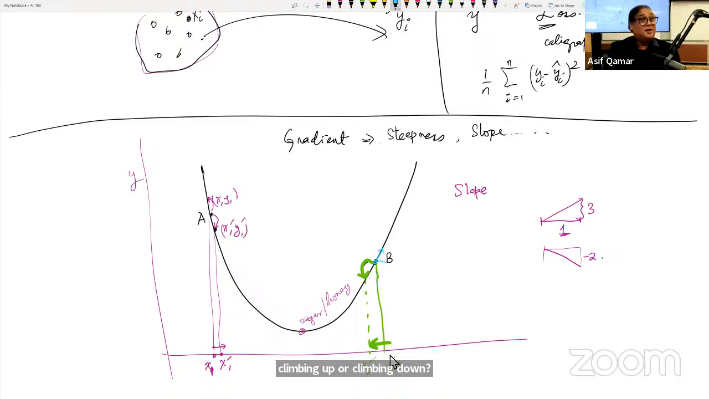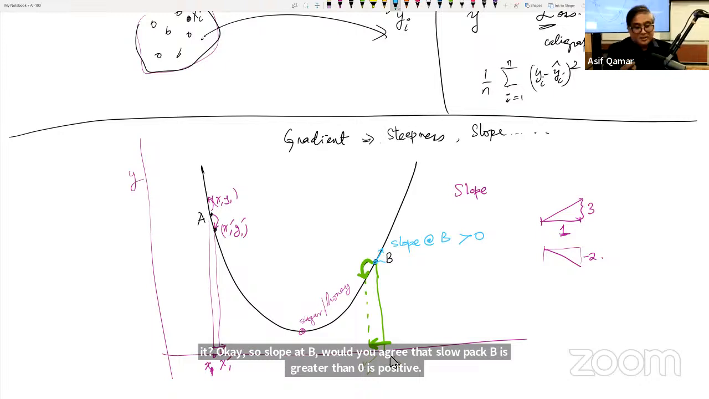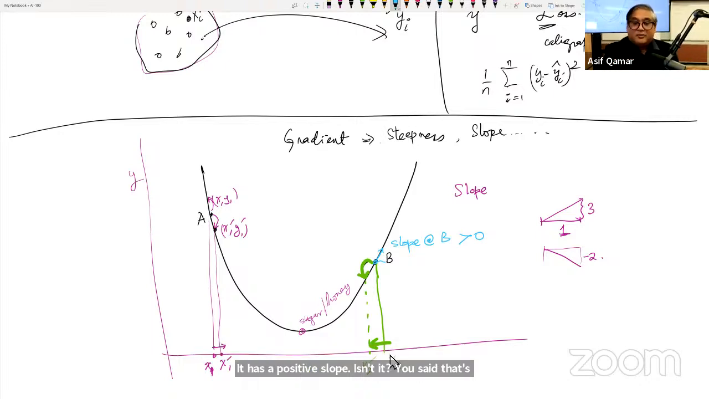I'm climbing up the slope, up the curve, isn't it? Right? So slope at B, would you agree that slope at B is greater than 0, is positive? It has a positive slope, isn't it? Now, what about slope at A? If I move in the positive x direction, the only way I can do that is by going down this slope. When you go down, what is your slope?